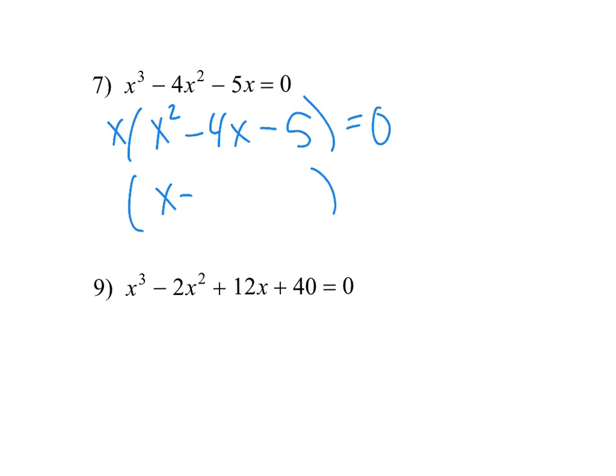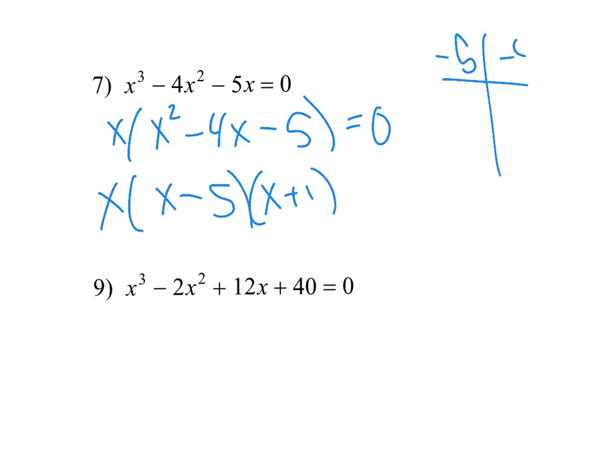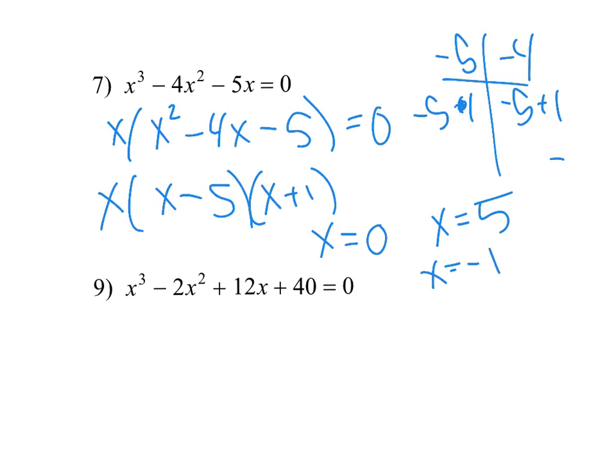From there, we need a factor. Okay, so this would be x minus 5, x plus 1. And then you bring down the x with it. So I quickly did in my head negative 5 and negative 4, which would be negative 5 plus 1, or times 1, and negative 5 plus 1. So then this would be x equals 0, x equals 5, and x equals negative 1. Remember, I set this x equal to 0 as well.